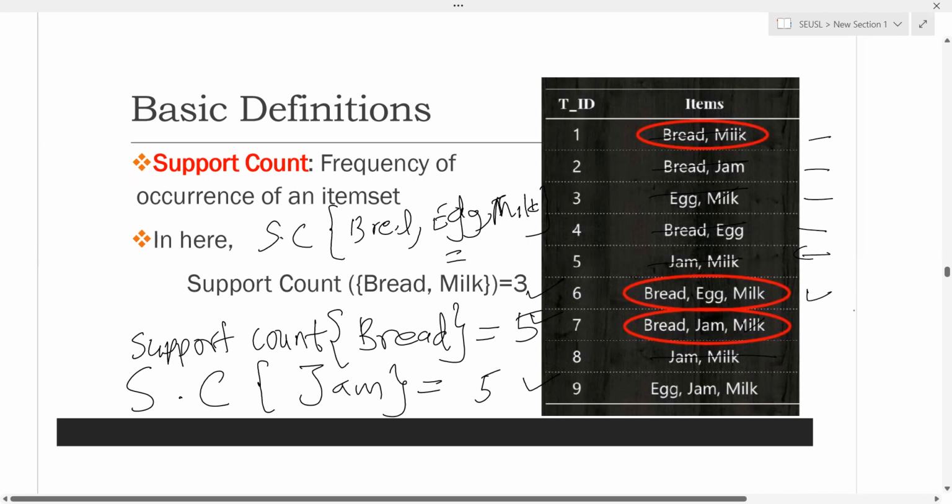Are there any other transactions? What is the answer for that? How many? Support count of bread, egg, and milk. 1. Yes, only 1. So that is the way you can find out the support count.